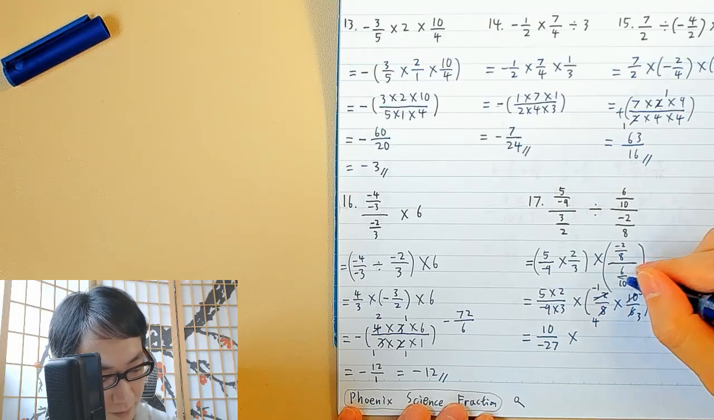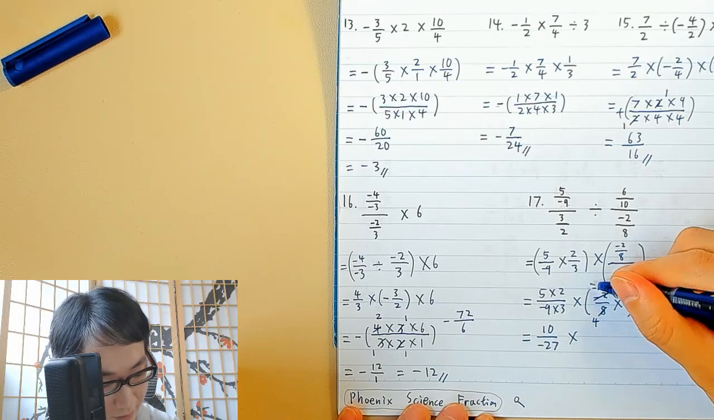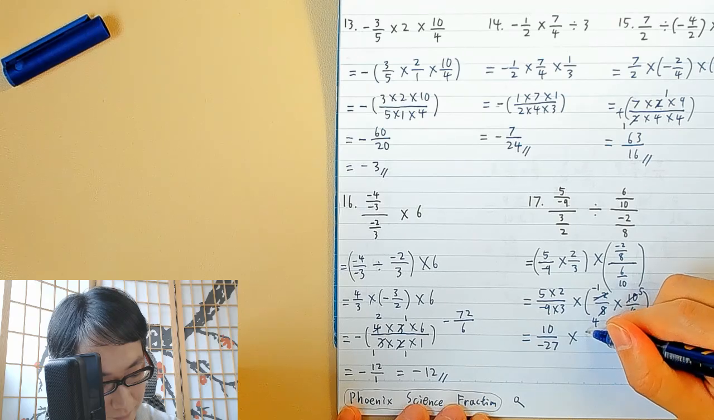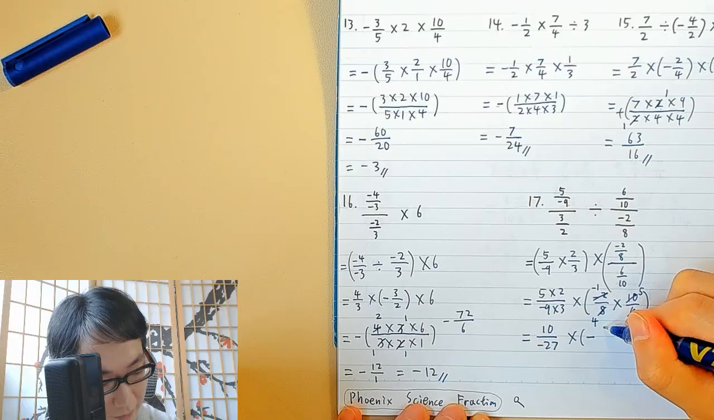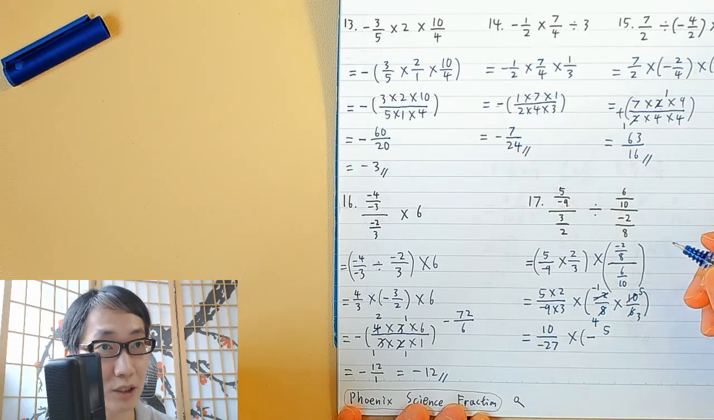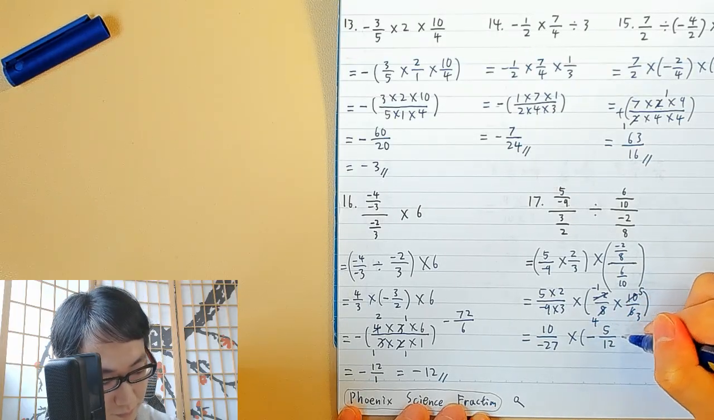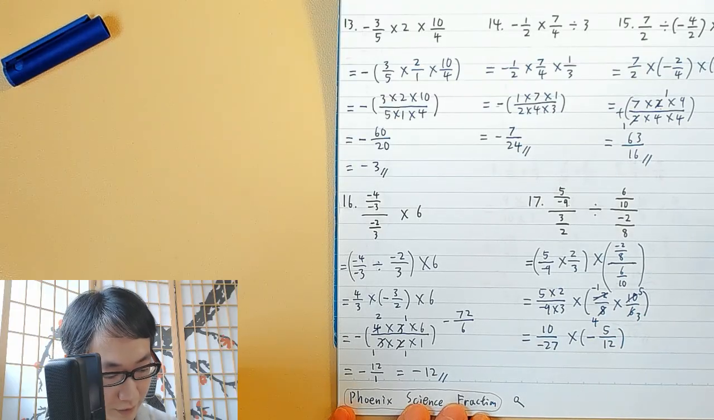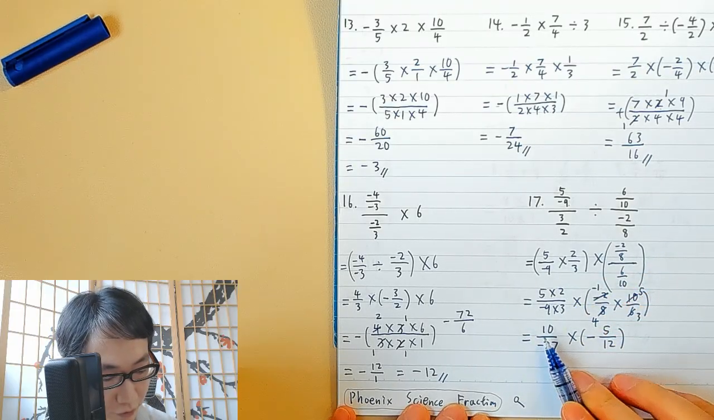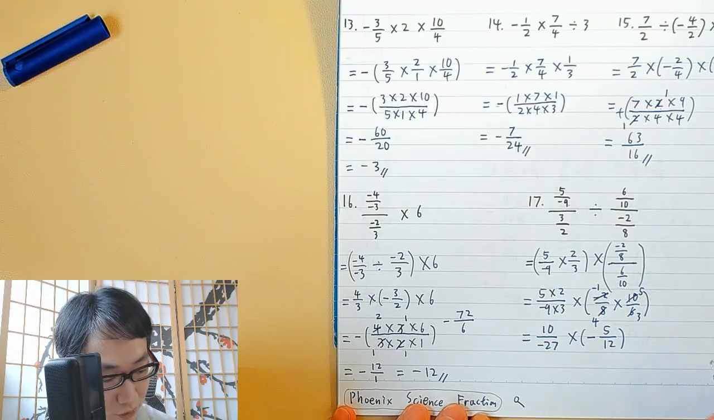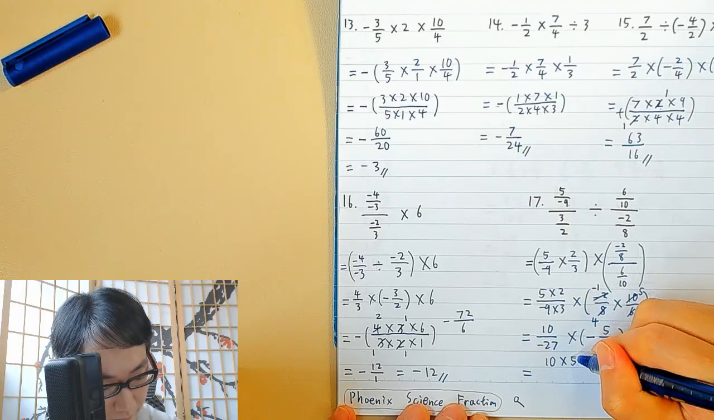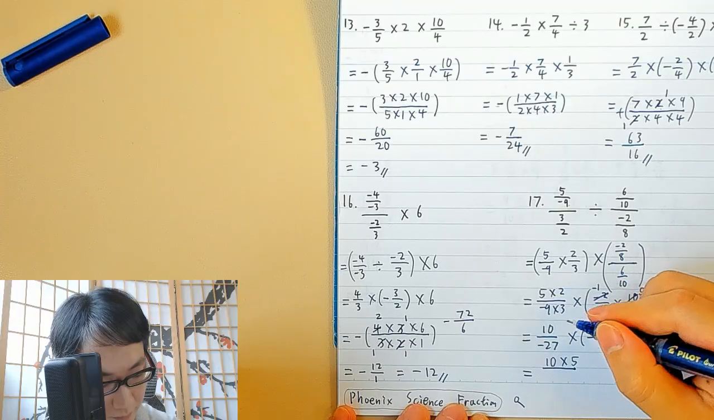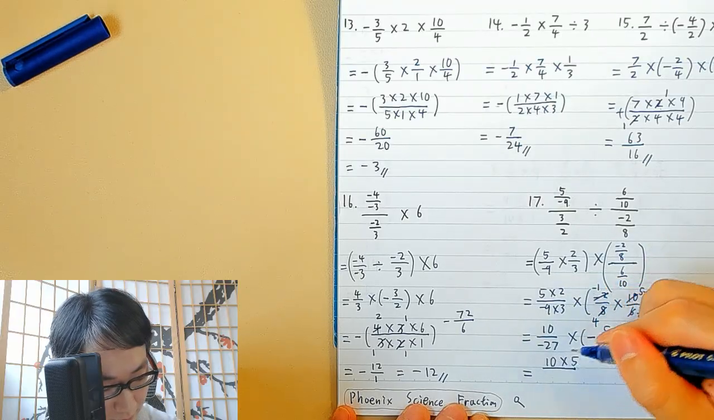Okay. So we have a negative number here. And 1 times 5 is 5. 4 times 3 is 12. Okay. Then this is a negative fraction. This is also a negative fraction. So in the end, we have a positive answer. And 10 times 5 over 27 times 12.